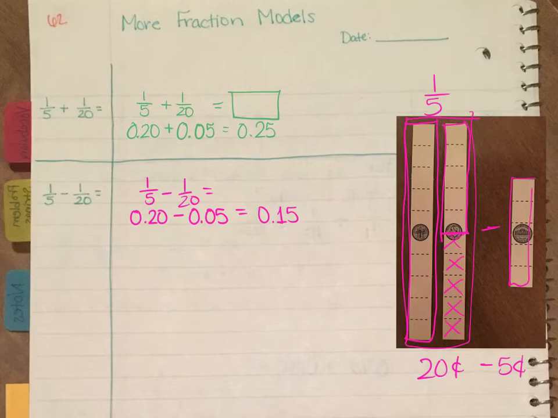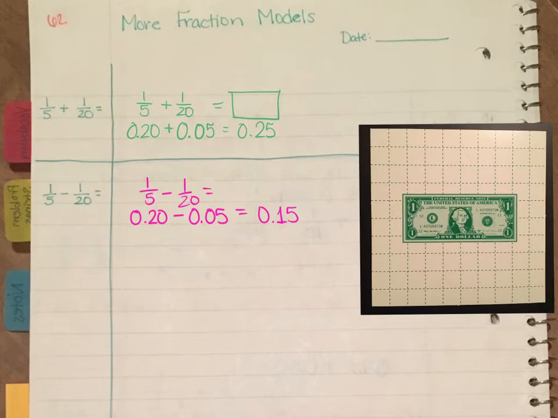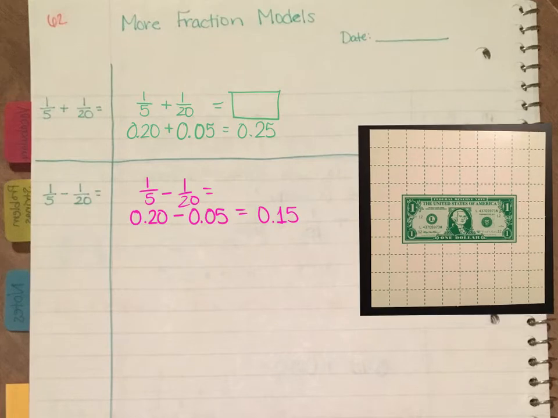If you don't know, we can always write it over how many cents are in a whole dollar. How many cents are in a dollar? 1, 2, 3, 4, 5, 6, 7, 8, 9, 10 times 1, 2, 3, 4, 5, 6, 7, 8, 9, 10. There are 100 cents in a dollar. So we're going to put 100 as our denominator. And if we have 15 cents, this much, that tells us that 15 goes on top.